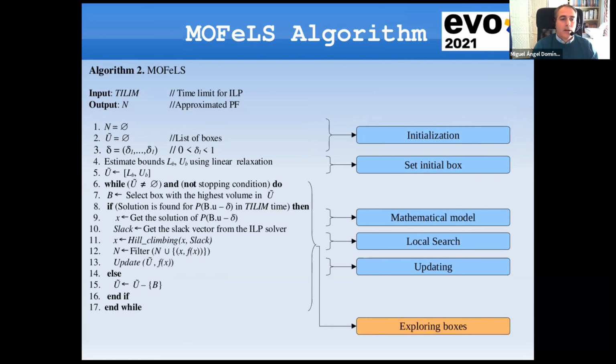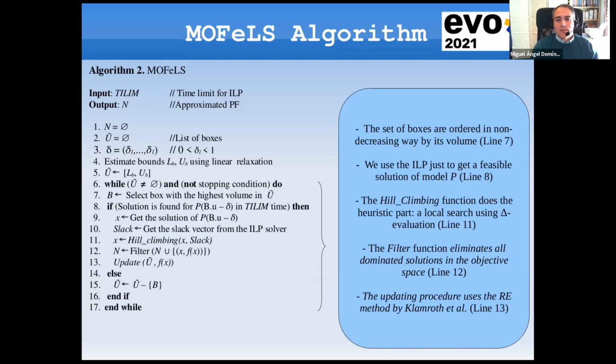In the third part, we are exploring: we are in a loop while there is at least one box to analyze and another stopping condition is given. And we order the boxes in a non-decreasing way by their volume. With this, we achieve a very good spread over the objective space. We use in line 8 the ILP solver just to get the feasible solution, and then in line 11 we do the hill climbing. The filter function in line 12 consists in eliminating all dominated solutions during the execution, and the updating procedure is the same as commented before.